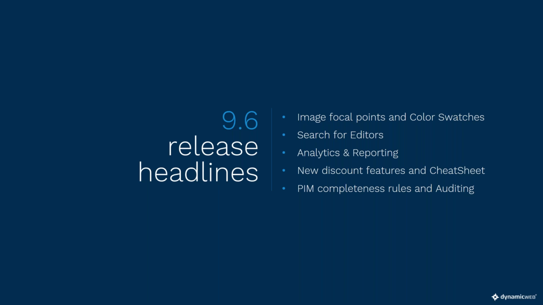Then we introduce a new analytics and reporting module with this release. It's still in beta, but it's the beginning of a new reporting tool that will utilize some of the data we have in our system. Then there's a lot of new discount features in this part of the release for e-commerce, and also something called a cheat sheet for the discounts to understand what's going on. In PIM, we have a lot of new features in that part of the platform, so I'll go through that later in the presentation.